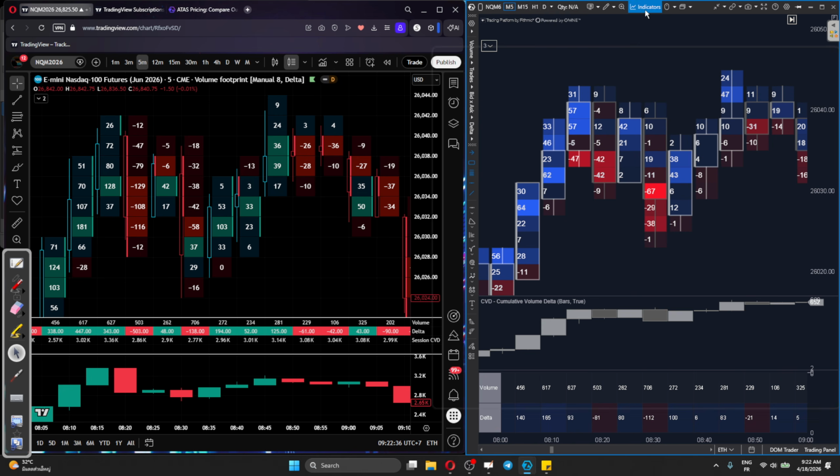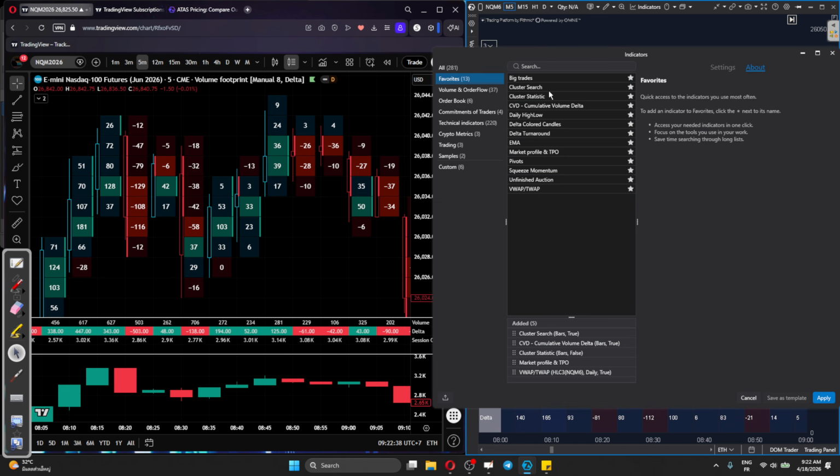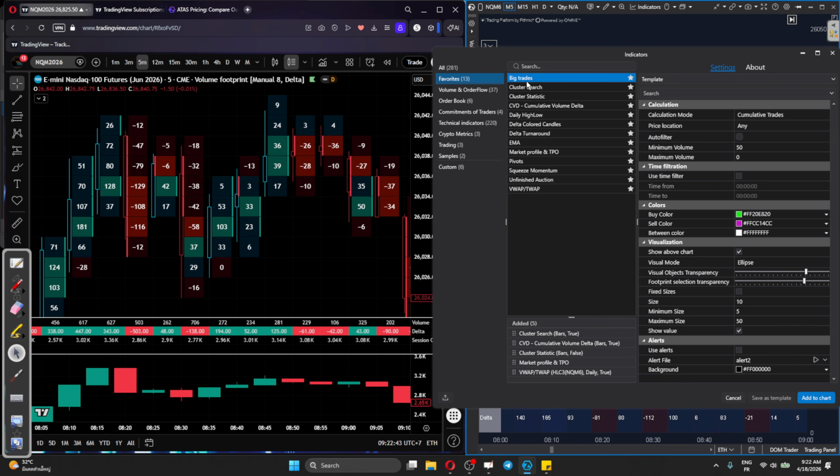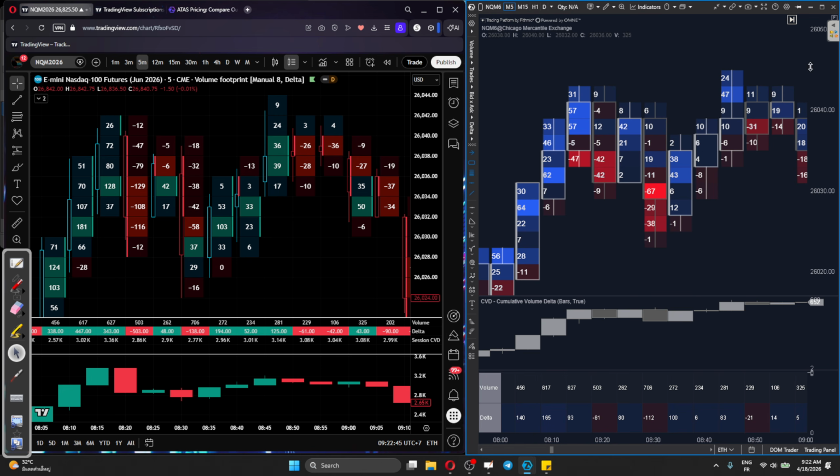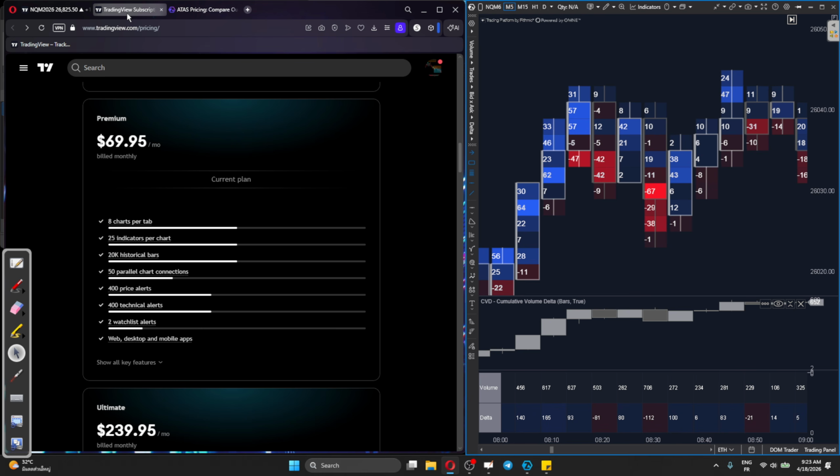But we will compare the really order flow related indicators that you get, such as the big trades indicator or the cluster search, stuff like that. And then we'll just have a conclusion, and you guys can figure it out for yourself. But comparing the pricing, comparing the quality of the data, which one will give you a better edge, essentially, because it's all about which one is getting you a better edge in the market in the end. So let's get right into it.